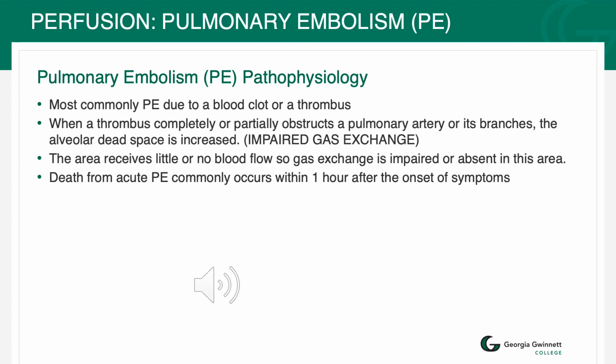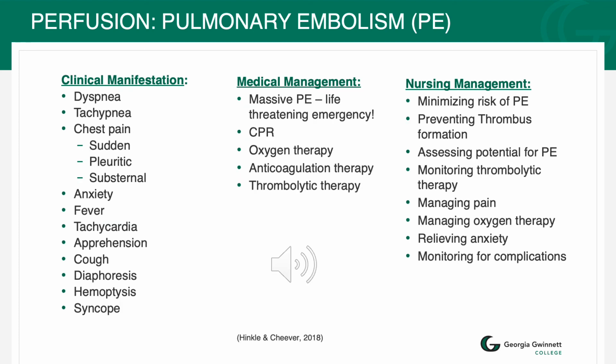And this is a medical emergency. Death from an acute PE commonly occurs within an hour after the onset of symptoms. So it's really important as nurses to be able to identify what a person looks like when they're having a PE and how to manage that. So what's somebody going to look like who comes in with a pulmonary embolism?